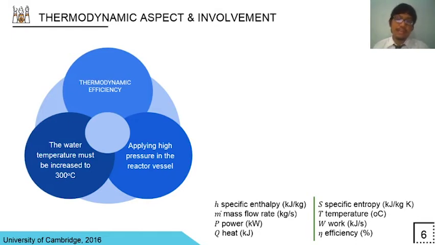Now we move to the thermodynamic aspect and involvement. In work, efficiency is the most important thing. In the reactor, we need to make sure of its thermodynamic efficiency. First, the water temperature must be increased to 300 degrees Celsius, not 100 degrees Celsius, because the thermodynamic efficiency is not stable. Second, applying high pressure in the reactor vessel. Why? It's to prevent the water from boiling. If the water boils, there will be potential for evaporation. So we need to make sure to apply high pressure in the reactor vessel.